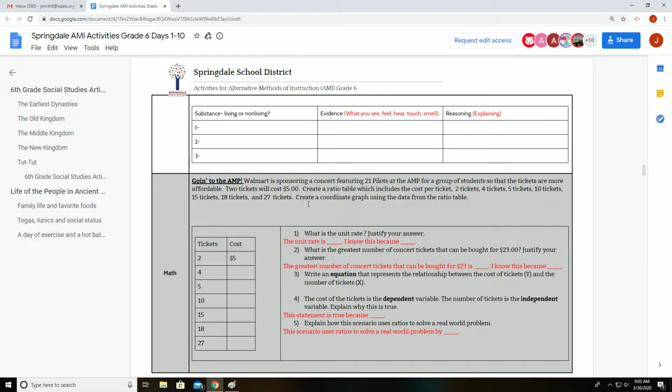And then you are going to create a coordinate graph using the data from your ratio table. So that graph paper that you received, you're going to need to use that to make a graph of this table. I would say make your tickets your x-axis and your cost your y-axis. And then you have a bunch of questions over here that you need to answer. So we'll go to the table now.